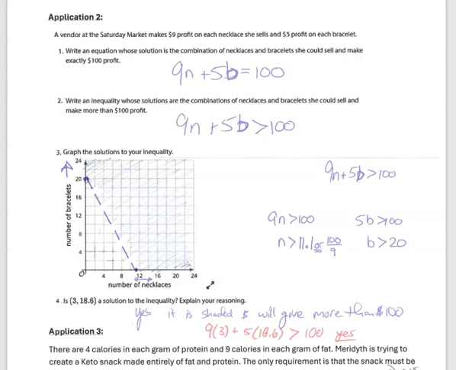The next one says, is (3, 18.6) going to be a solution? There's two different ways you can check this. You could either just look at 3 and go up to 18.6 and see that it is shaded, or you can just put 3 and 18.6 into a calculator, which I'm going to do now just to make sure that I did not mess that up. Plus 5 times 18.6. And sure enough, it is going to be a solution.